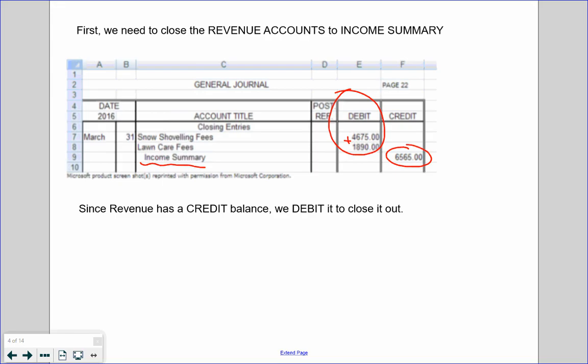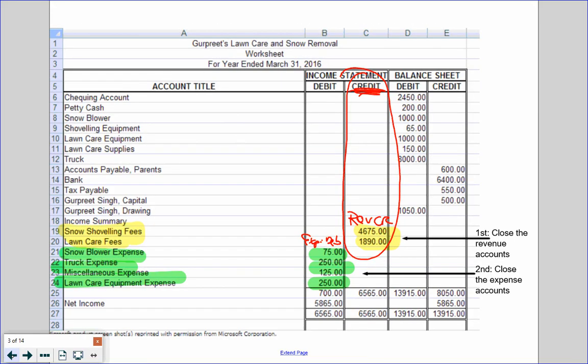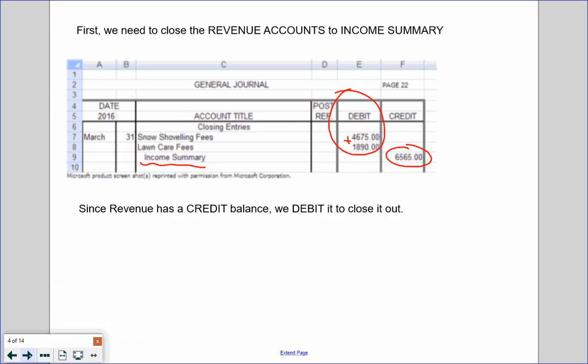So debits equal credits. So now your revenue is balanced out to zero, because here it has a credit balance of $46.75 and a credit balance of $18.90. By debiting it, we've nulled it out. And then income summary now has a credit balance of $65.65.